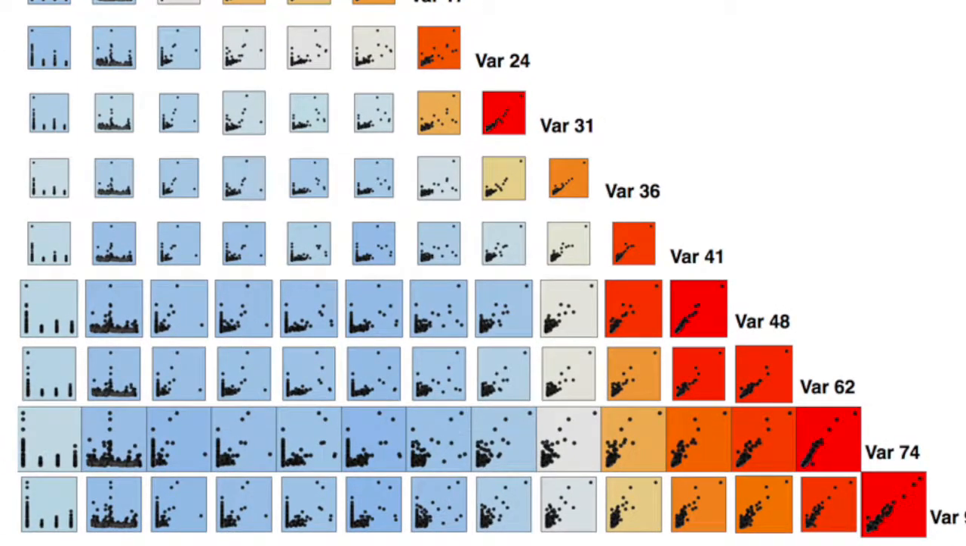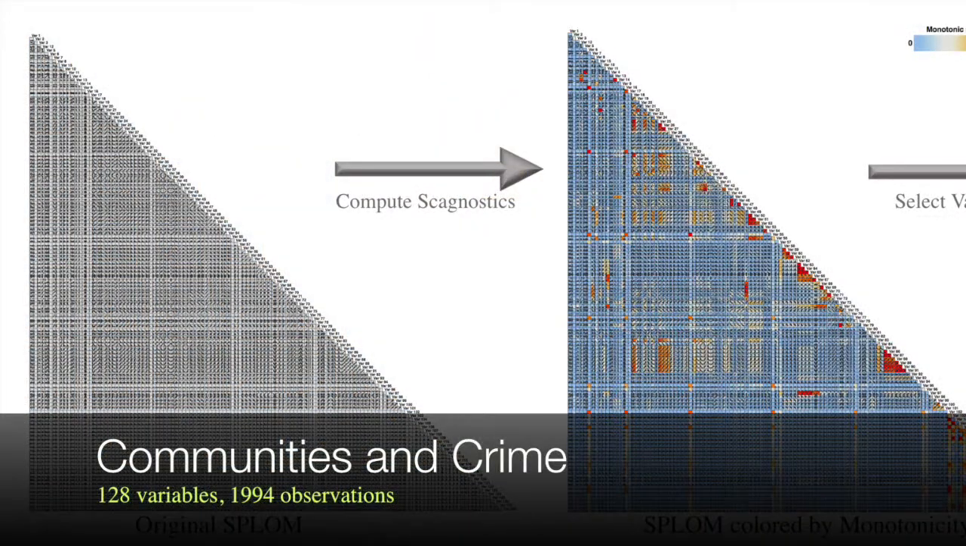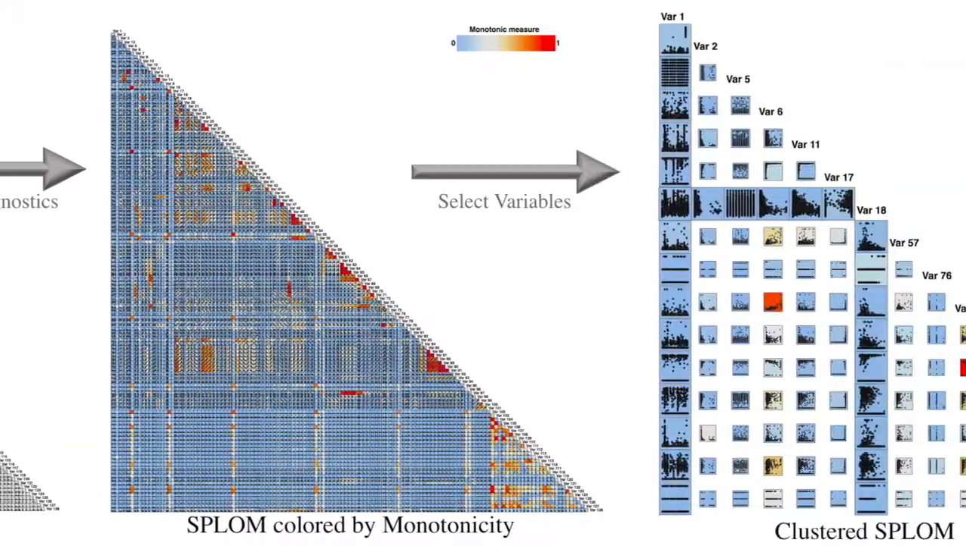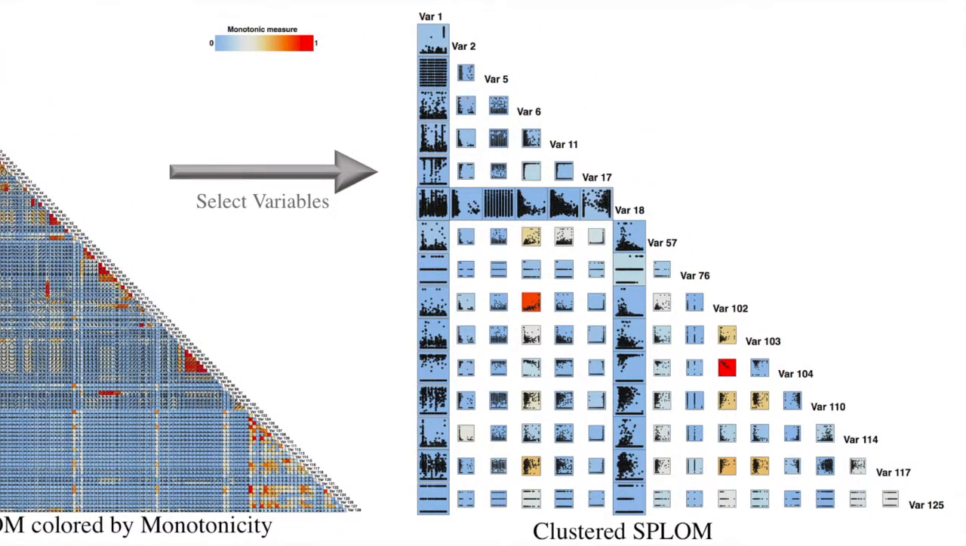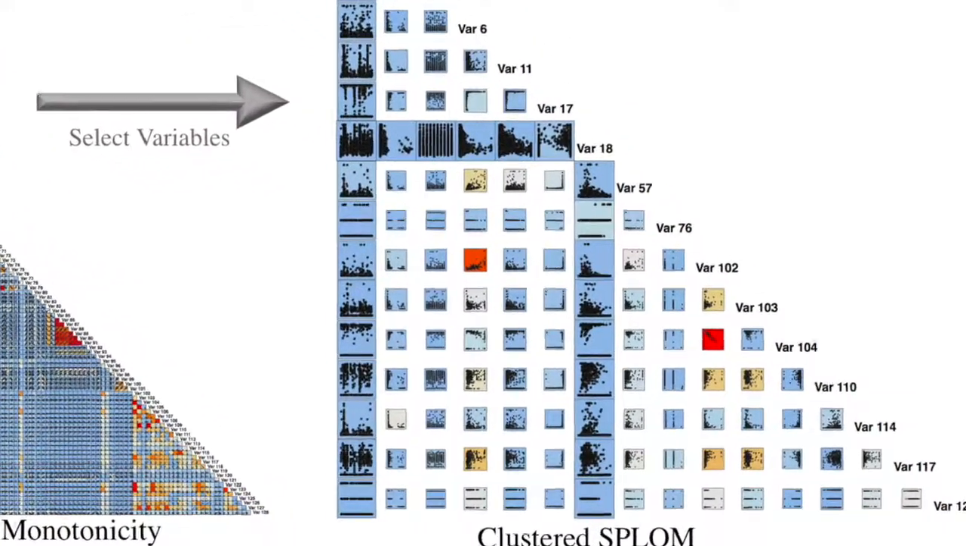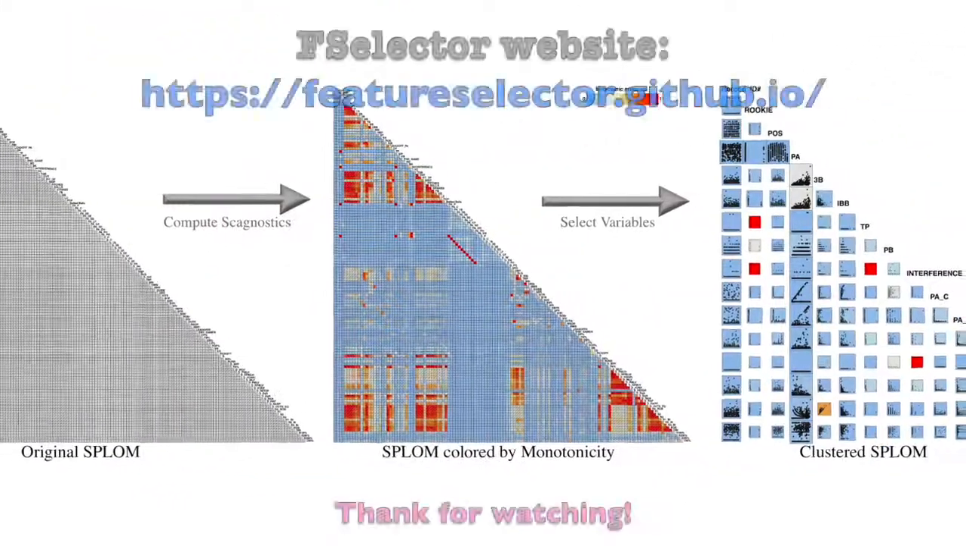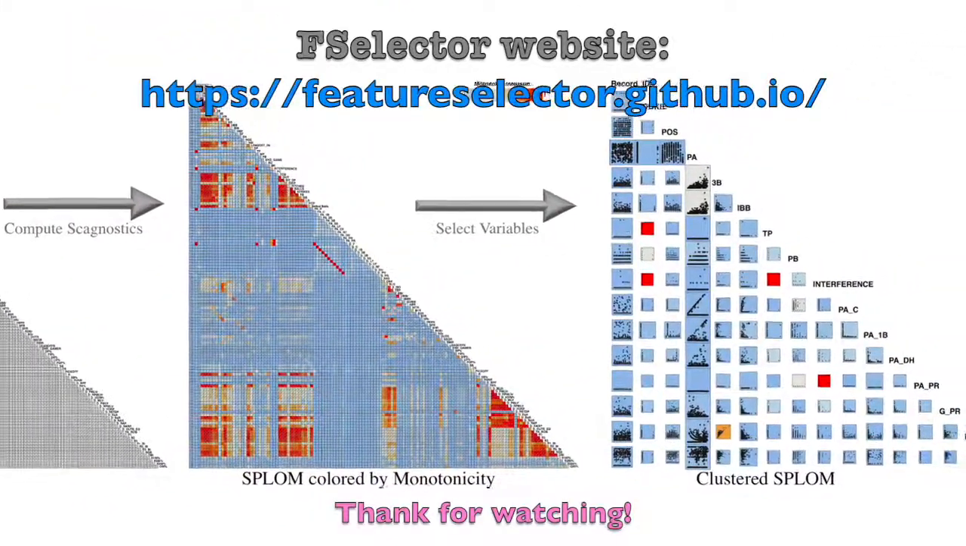For large datasets such as Communities and Crime, it is not possible to render all data in the original scatterplot matrix. Our approach gives a smaller and richer mix of visual patterns in the resulting plots of the summary matrix. More case studies can be found in our paper and project website.